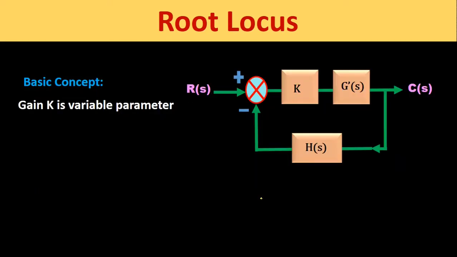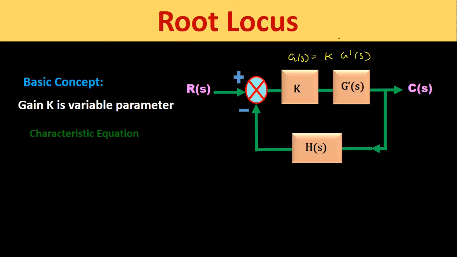Next is basic concept of root locus method. This is the block diagram representation of a control system. In this, the gain K is a variable parameter and is a part of forward path of closed loop system. The forward path transfer function G(s) will be equal to K into G'(s). So the forward path gain depends on this variable gain K.